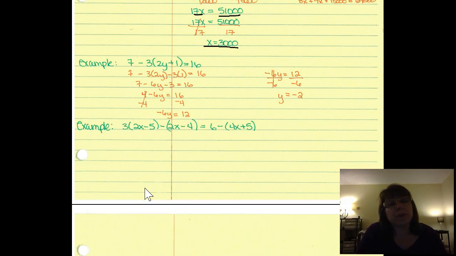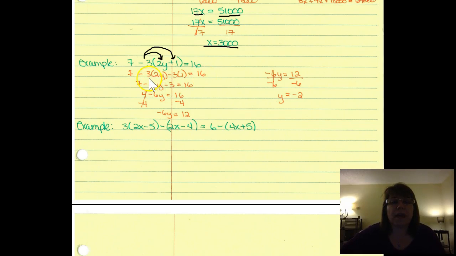All right, so let's work through an example. 7 minus 3 times the quantity 2y plus 1 equals 16. First thing I want to do is distribute the negative 3 to 2y, and distribute the negative 3 to the 1. It's very important that you remember to bring that subtraction with you. So I have 7 minus 3 times 2y minus 3 times 1 equals 16.